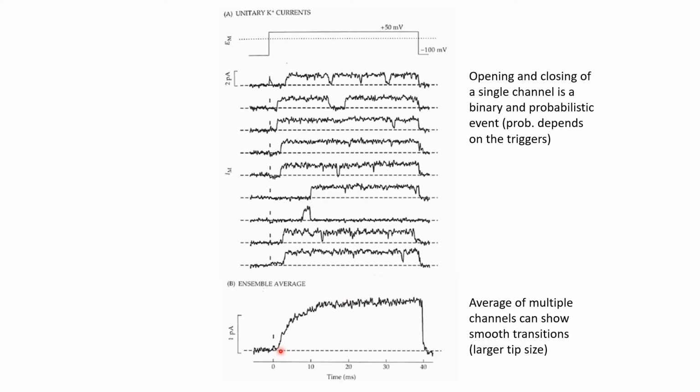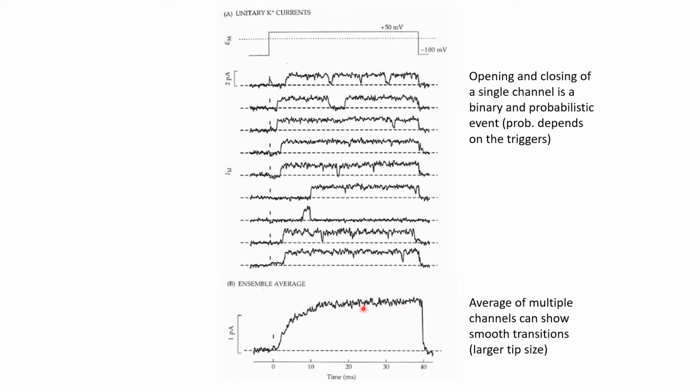It's just that the probability of opening is increasing with time. So in the beginning the probability of opening is small, so only a few channels can be open, and after a few milliseconds the probability of opening is increased, so now more channels can be open. But any given channel will only be either fully closed or fully open, not partially open.